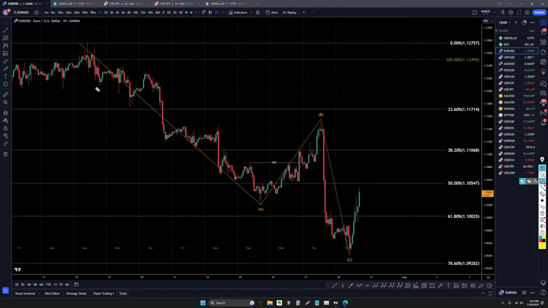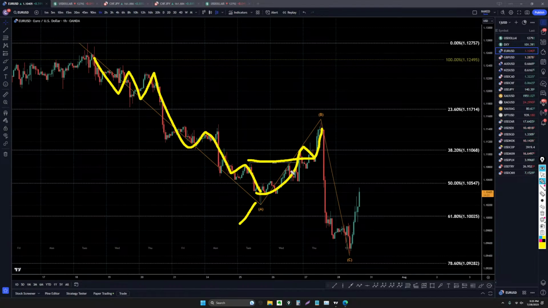So, very clear that this is a downtrend right here for the A. This is a break of structure, so I think this is an ABC of B.